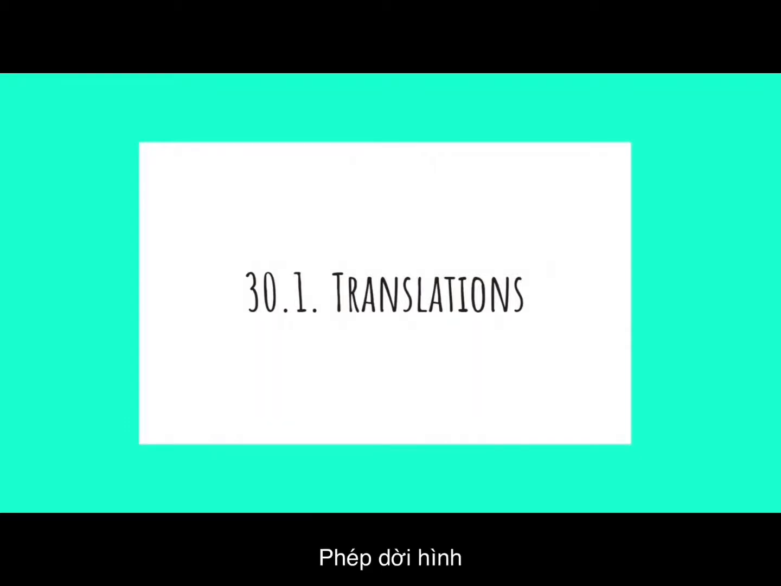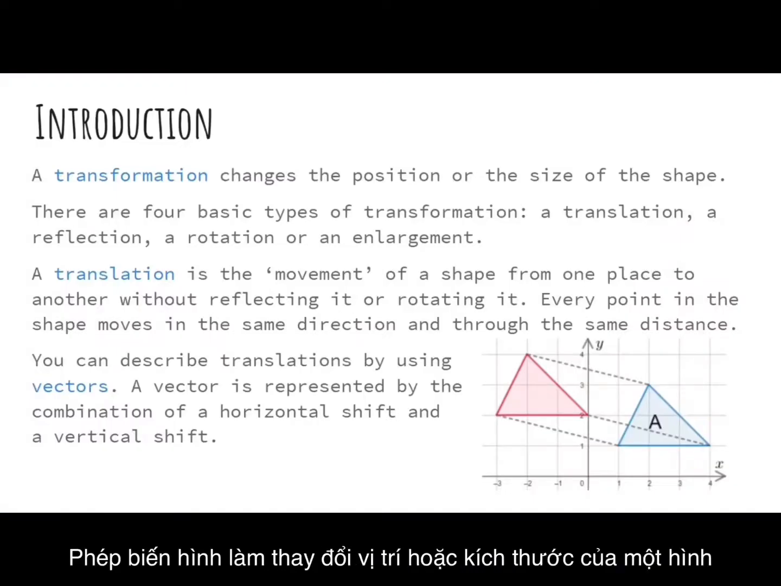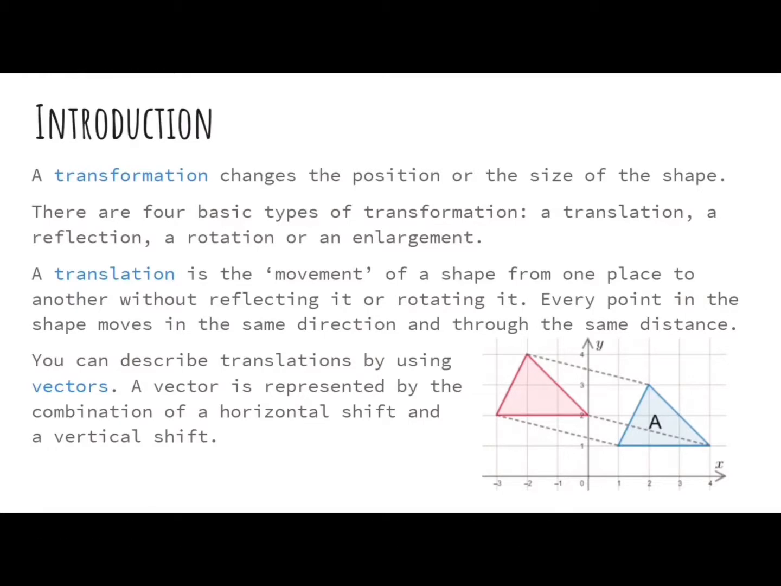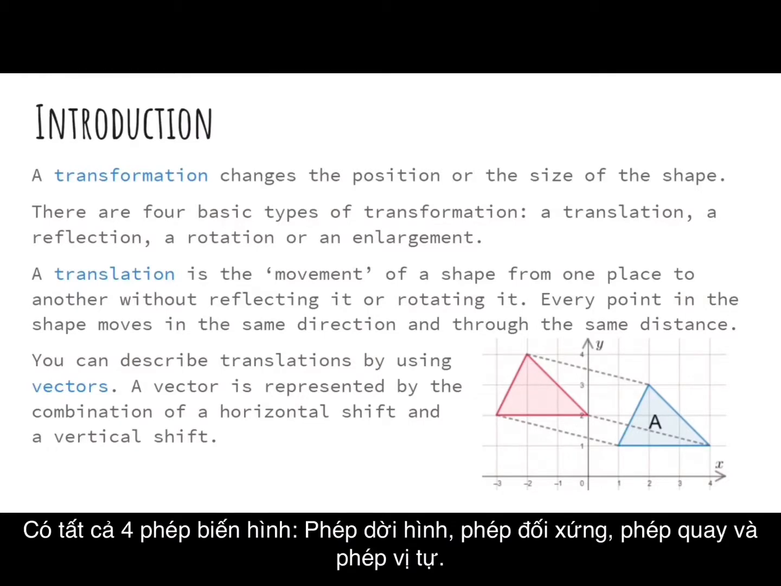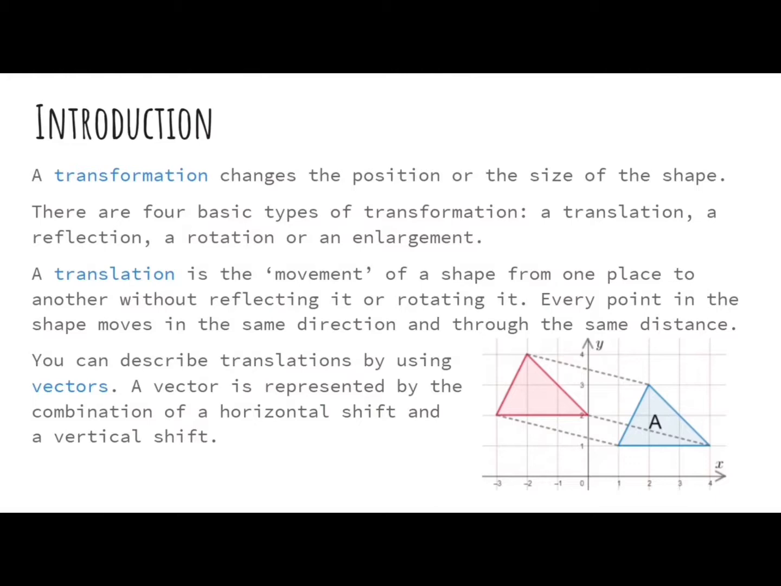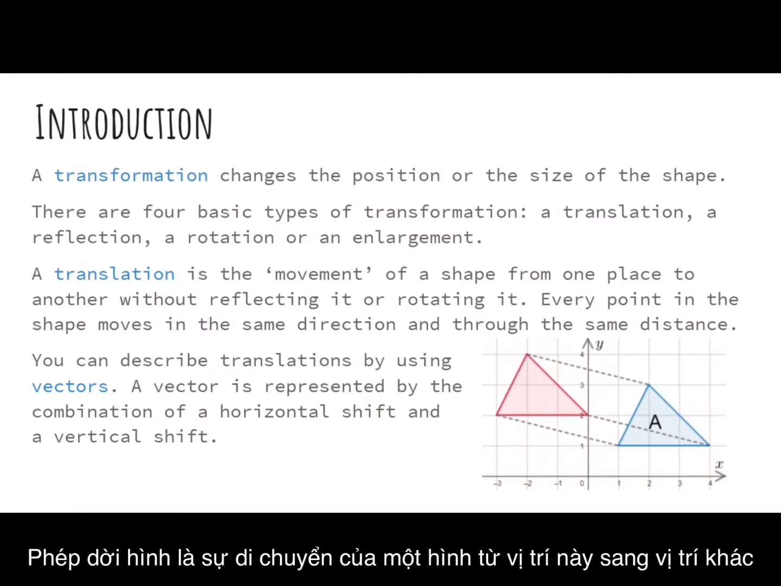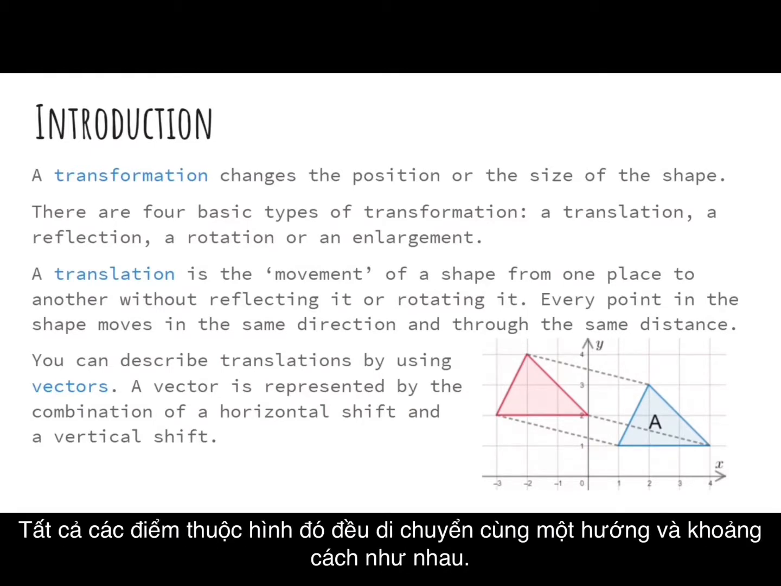We'll talk about chapter 30.1, Translations. A transformation changes the position or the size of a shape, and there are four basic types of them: a translation, reflection, rotation, or enlargement. A translation is the movement of a shape from one place to another without reflecting it or rotating it, and every point in the shape will move in the same direction and through the same distance.